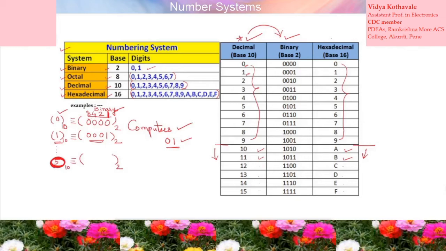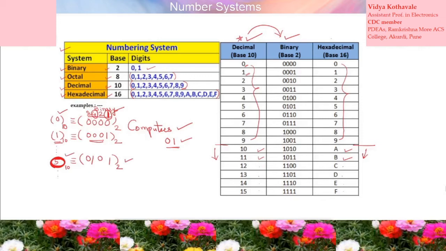Decimal 5 is equivalent to binary 4 plus 1. 4 plus 1 is equal to 5, and therefore below 4 and below 1 we place binary 1s, and at rest all other places, that is below the digit 8 we place a 0, below the digit 2 we place a 0. And this is how we obtain the binary equivalent of decimal 5.